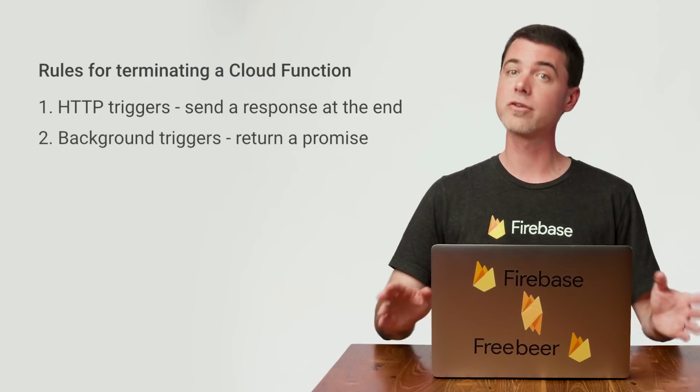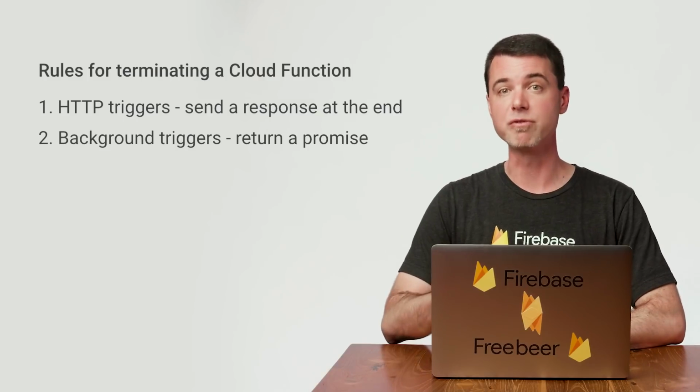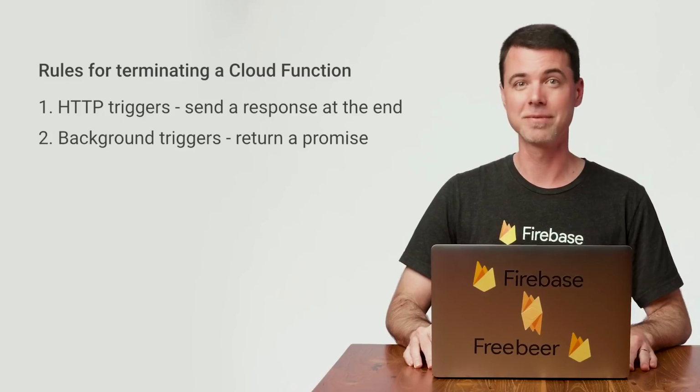Second, for all other types of triggers, you have to return a promise from the function that becomes fulfilled or rejected when the work is complete. And that's what I'll show you next time. And for those of you who know TypeScript pretty well, you might be wondering when I'll talk about using async await to deal with promises. That's coming in a few videos later in this series.